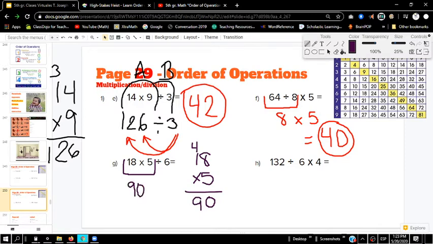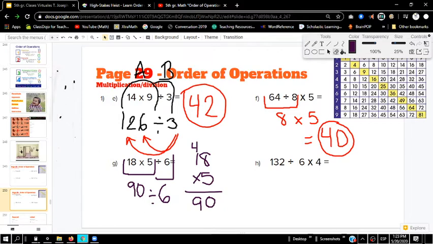Now we need to do the second step, which is divide our answer to our multiplication problem, our product, by 6. So 90 divided by 6. I'm going to do long division just to show you how to do this, and then we will check that with the calculator, just to make sure that we did it correctly. Again, you can do division in any way you please. I decide to do it the same way that the Prime Math book does it as well.